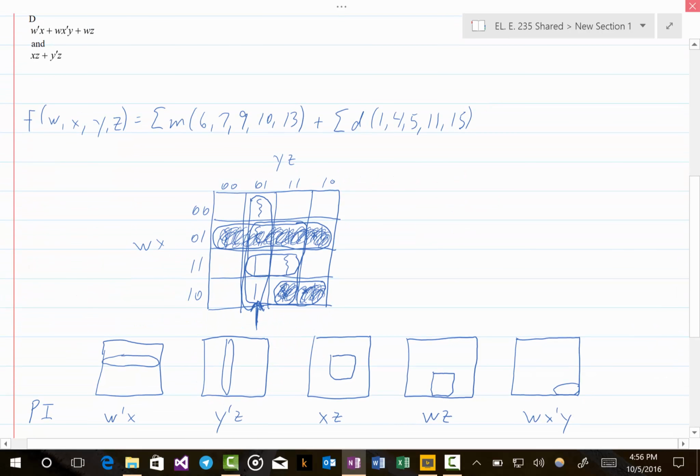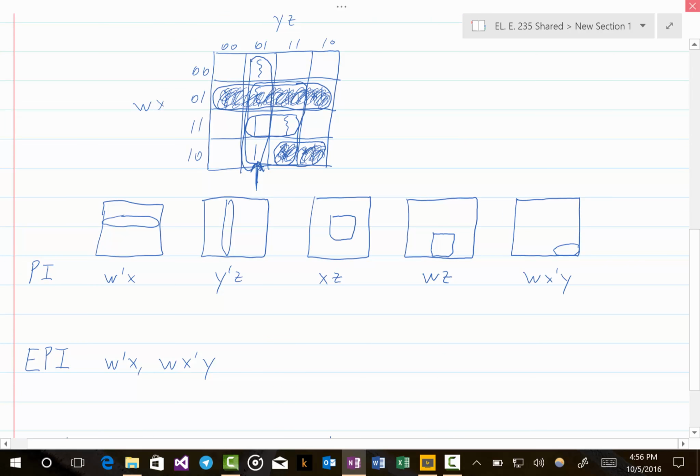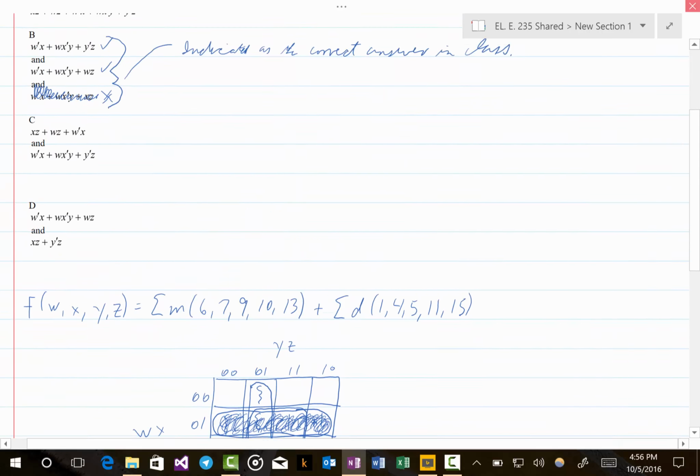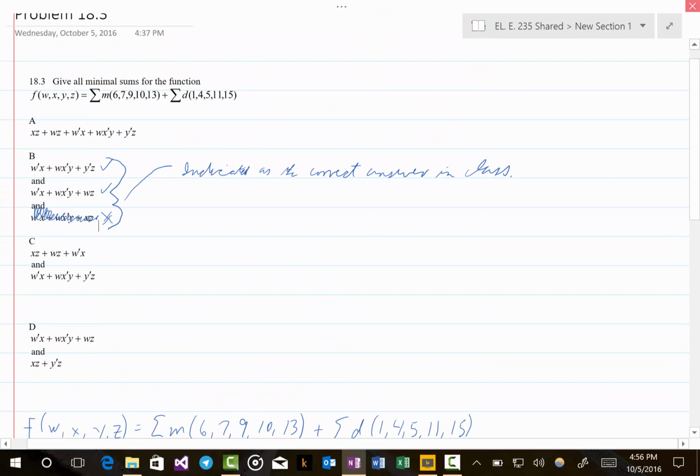But anyway, that concludes the discussion of this problem. Answer B was indicated as the correct answer on the key that was provided in the classroom, and so anybody who marked answer B will receive full credit for it, so don't worry about that.